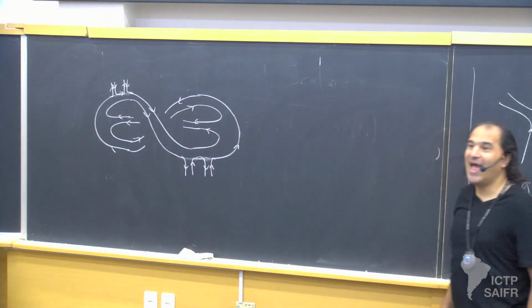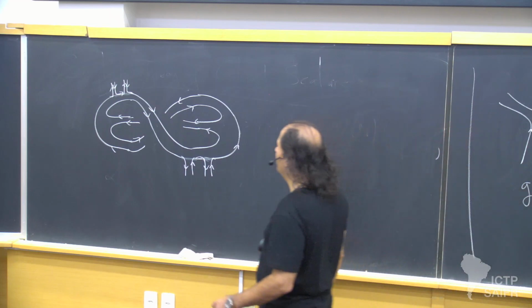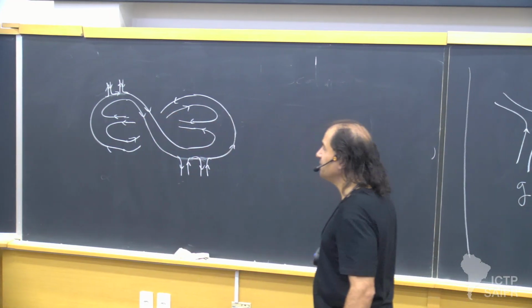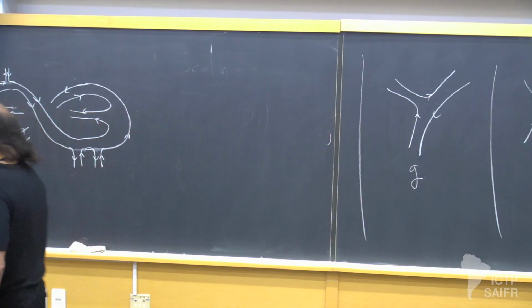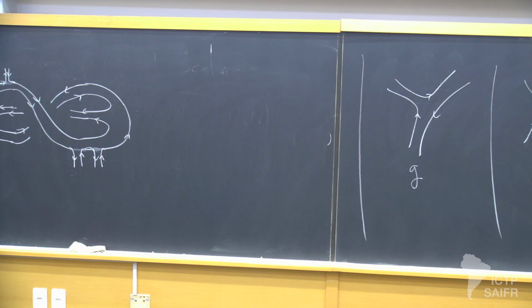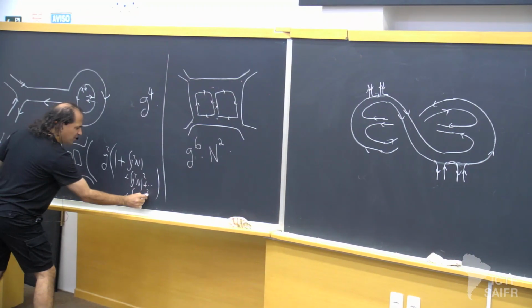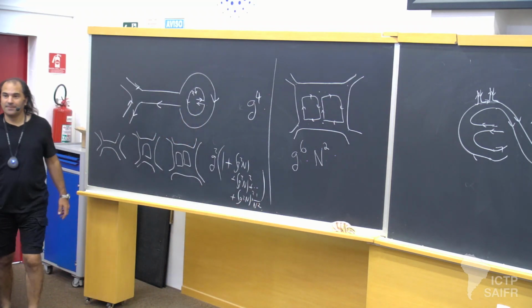There's no factors of n here, right? So this is a two-loop correction. Single trace, but it's a two-loop correction that just goes like g to the sixth with no factors of n squared at all. Okay? So there's a subleading thing here that just goes like g squared n squared times 1 over n squared. Okay? Yes?